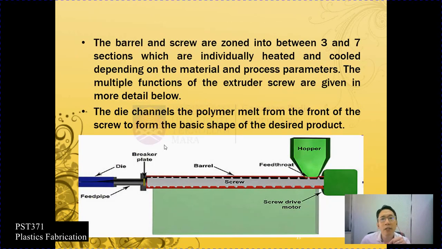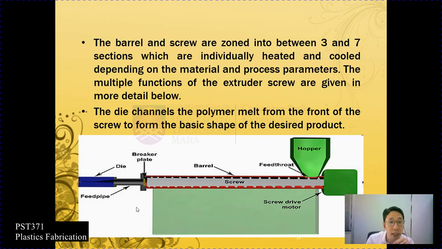Okay. The barrel and screw are zoned into 3 to 7 sections. Slightly similar to injection molding, the screw can be divided into between 3 to 7. If the screw of injection molding has 3, extrusion might be slightly more complex and up to 7, but the function is similar, okay? Which are individually heated and cooled depending on the material and process parameters. The multiple functions of the extruder screw are given in more detail below. The die shapes the polymer melt from the front of the screw to form the basic shape of the desired product. Okay, for this die, in injection molding we have the mold.